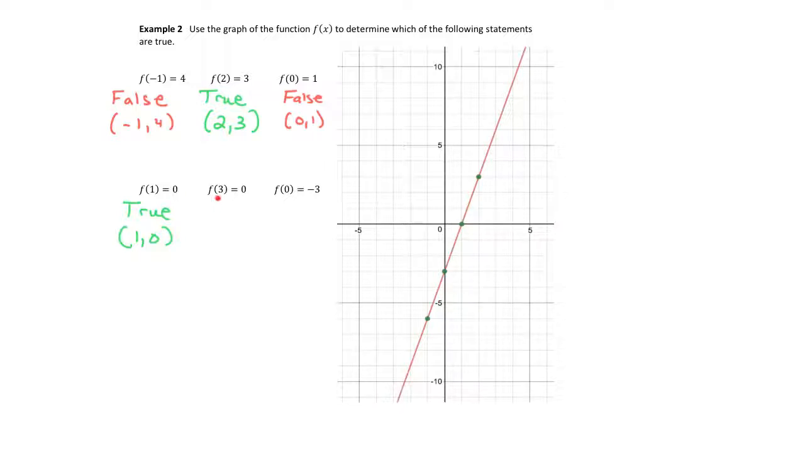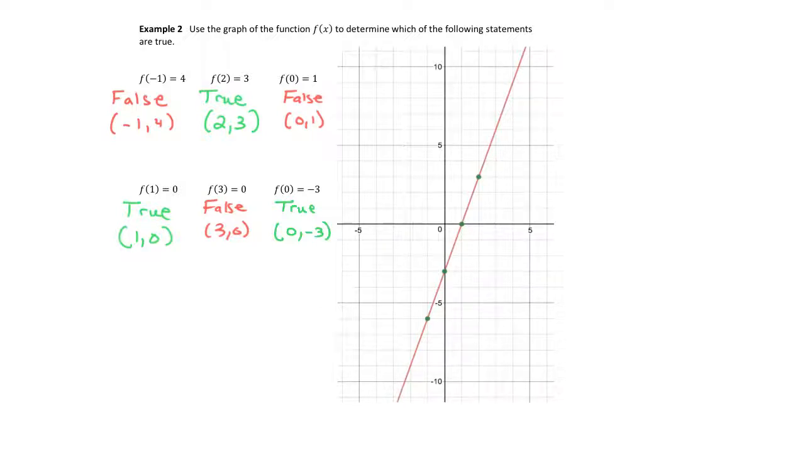Okay, what about f of 3 equals 0? That would be 3 for x, 0 for y. That's definitely false. 3, 0 is not on my graph. And then the last one here, f of 0 is equal to -3. So here's 0, and we've already checked this one out before. -3 is definitely the y value, so this is true. That's the point 0, -3.